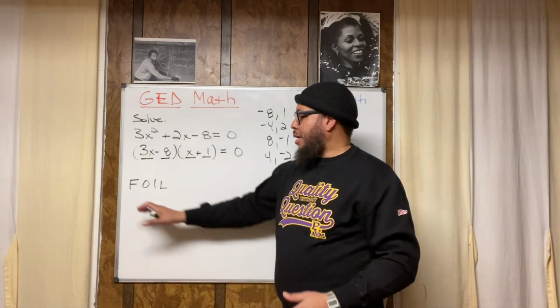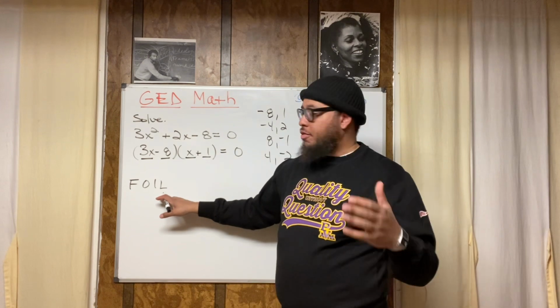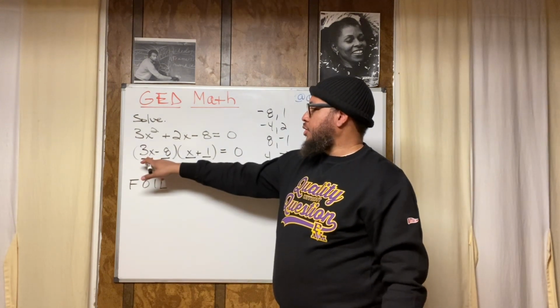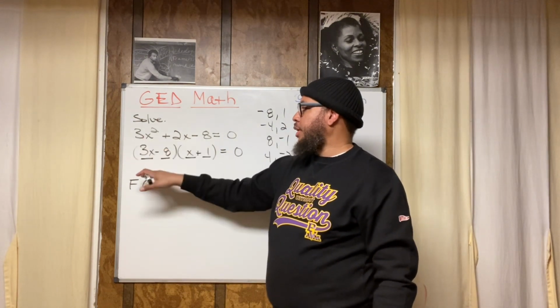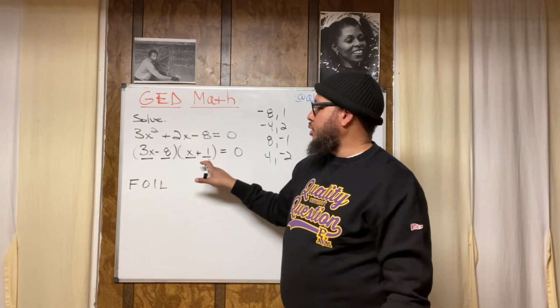But anyway, FOIL method, right? FOIL method. So first terms, 3x and x, that's 3x squared. The outer terms are the 3x and a 1, so that's 3x.